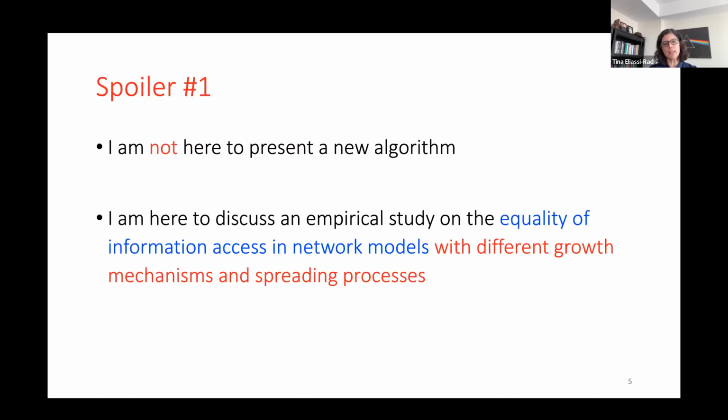And just as a spoiler, as Robert mentioned earlier, I am a computer scientist. My background is in AI, machine learning, and data mining, but I'm not here to present a new algorithm. So usually in my community, it's like, look at my shiny new algorithm. It beats your crappy old 5-minute old algorithm, but I'm not here to present a new algorithm. I'm here to discuss an empirical study that we did on this equality of information access in network models with different growth mechanisms and spreading processes. And I will unpack this in a minute.